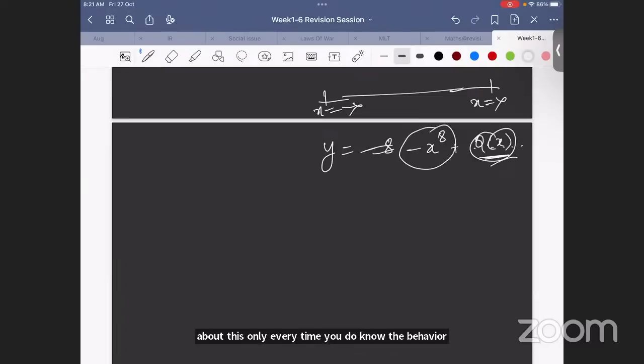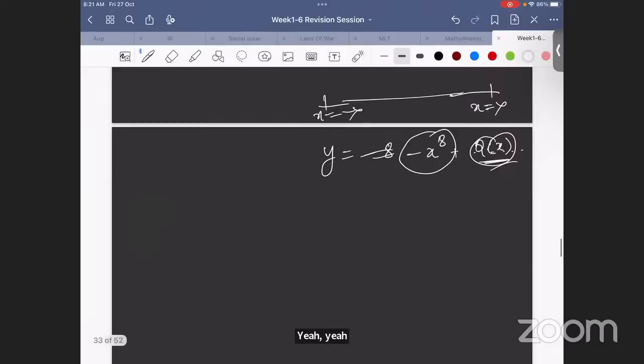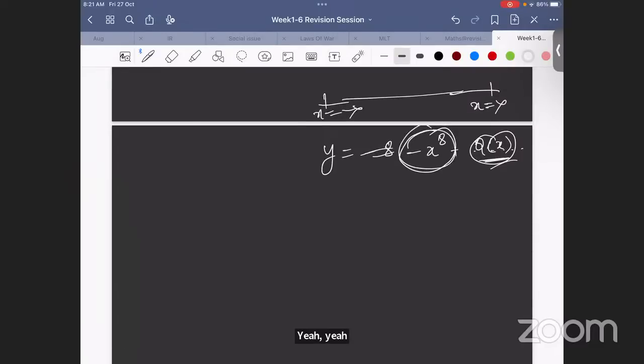For q(x), the degree should be less than 8. If it was more than 8, then this would not be the degree; that term would have become the degree. Now I'm giving you y equals minus x to the power 8 and then something.